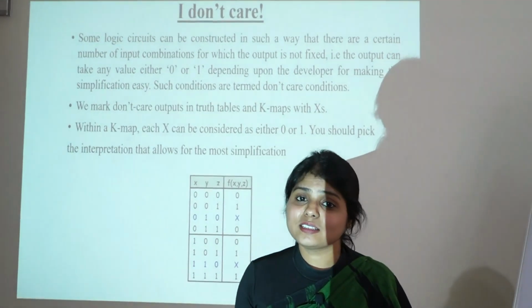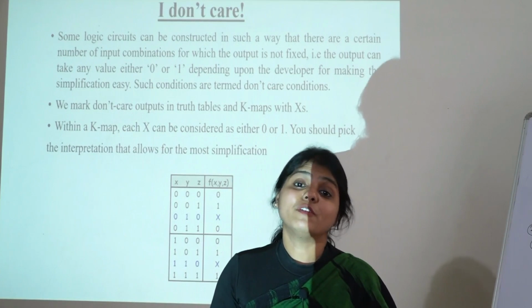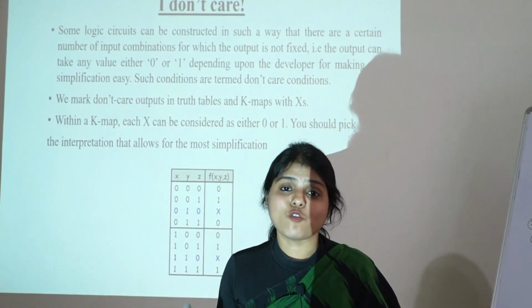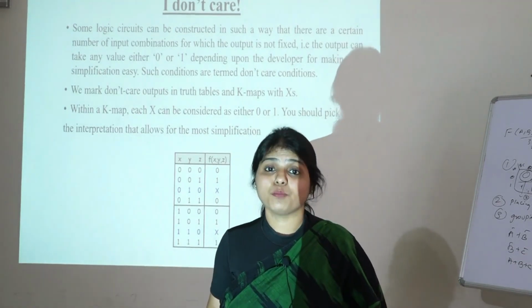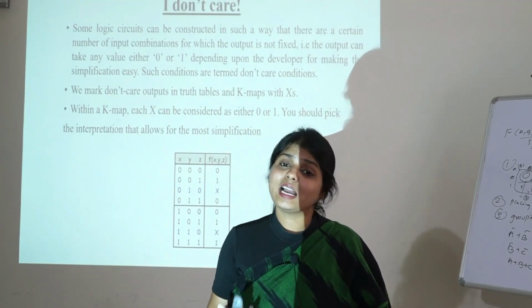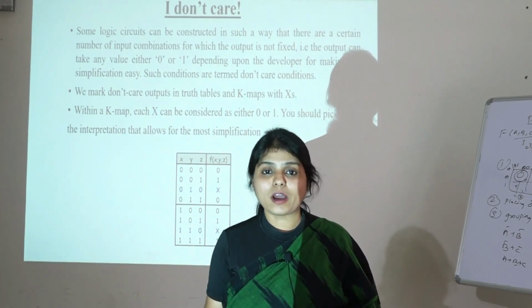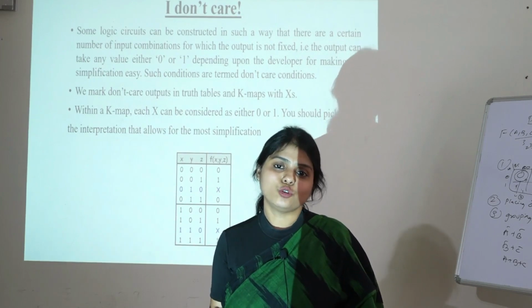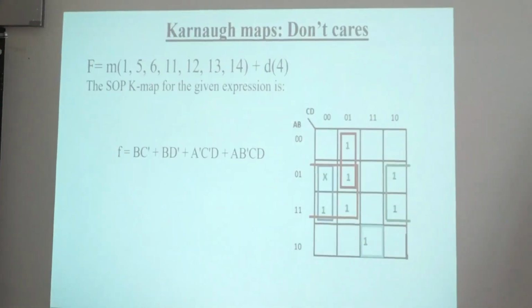That can be either considered as 1 or 0, whichever is convenient for us when we do grouping. If I have 1s and I have don't cares with which I can reduce that 1 to the maximum extent possible, then I will convert that x into 1 in SOP, and I will convert that x into 0 in POS. So, as per our requirement, I will convert that don't care condition.